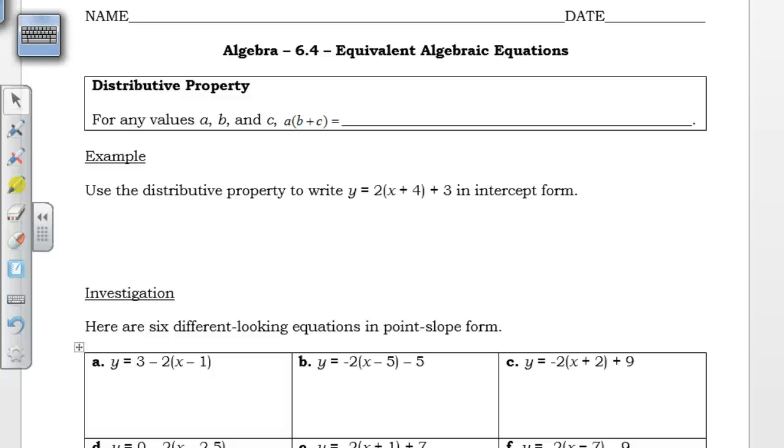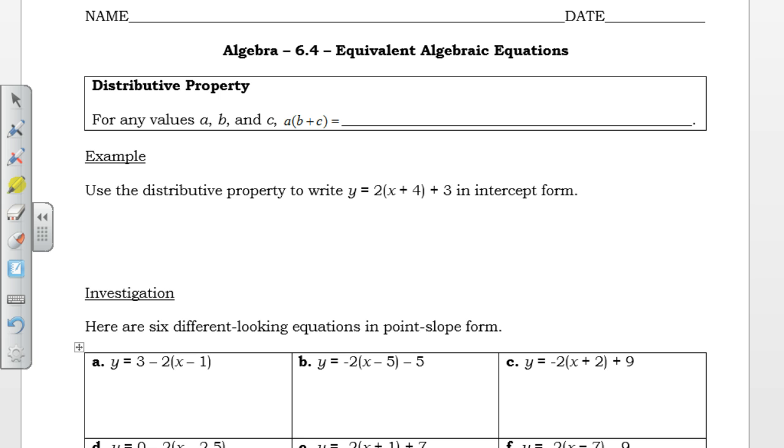This is Algebra Lesson 6.4, Equivalent Algebraic Equations. In this lesson we're going to use the distributive property to take our equations that were written in point-slope form and turn them into intercept form. So we need the distributive property to do that.